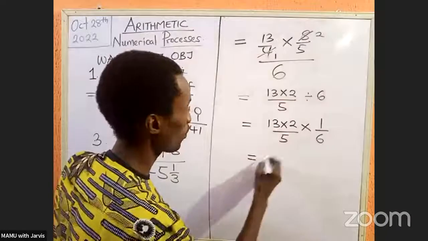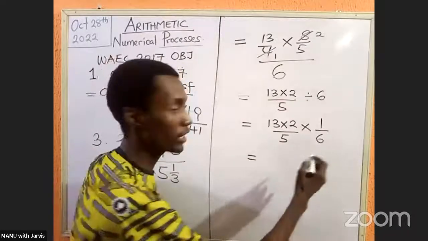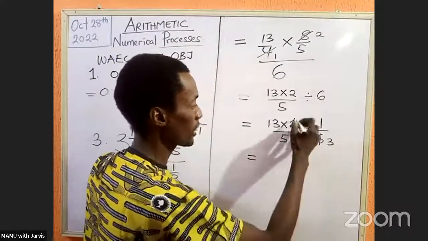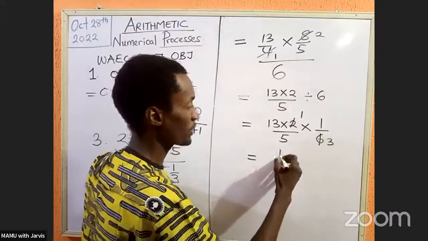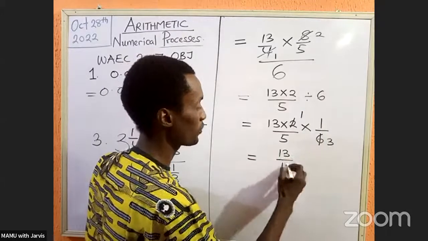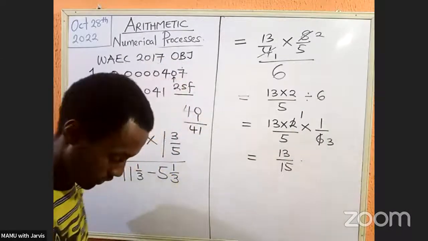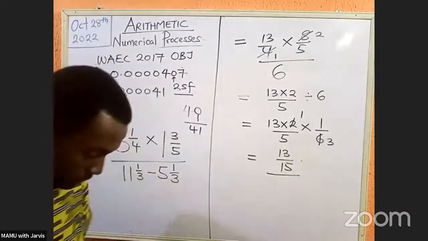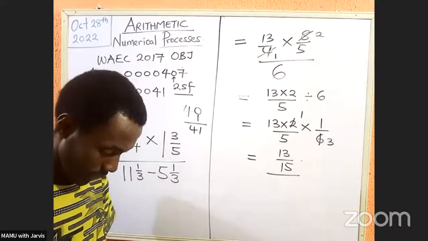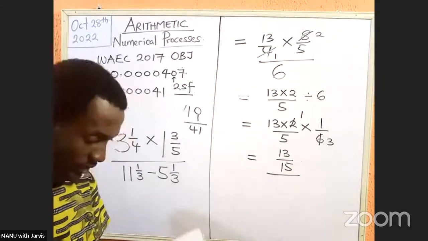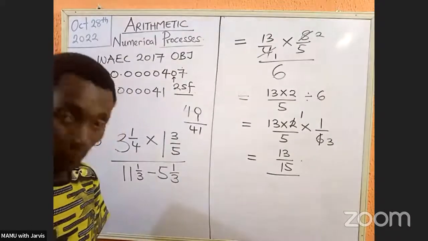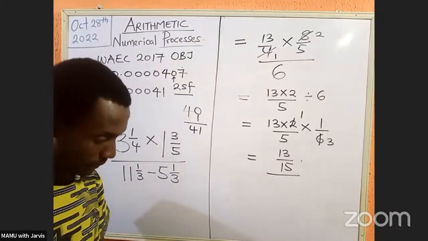So this will now be what? If you watch carefully, 2 can divide this. I'm going to get 3 here. 2 can divide, I'm going to get 1. And that will be 13/15. So my answer will be 13/15. So that's for question number 3. Let's see if we have other questions like that for us to handle. If not, we go to a new question here.